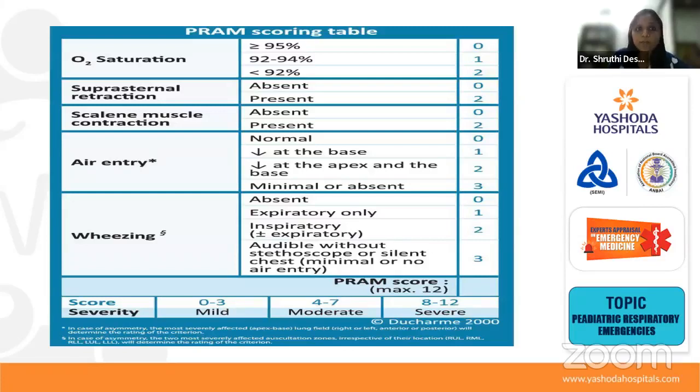To assess the severity of asthma, there is something called PRAM scoring. Here the parameters are oxygen saturation, suprasternal retractions, scalene muscle contractions, air entry, and wheezing. Depending on the severity, if the score is between 0 to 3, it is classified as mild asthma. If it is 4 to 7, it is classified as moderate asthma. If it is 8 to 12, it is classified as severe asthma. PRAM scoring is really important for us to assess and classify the severity of asthma.